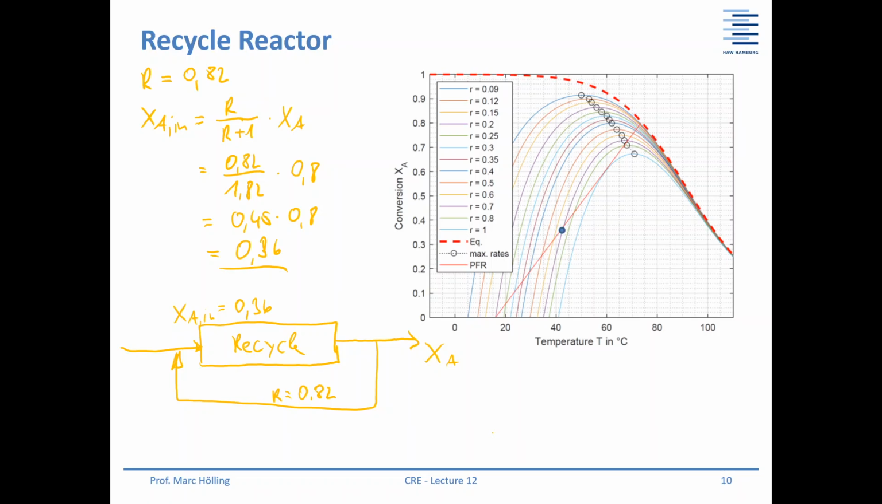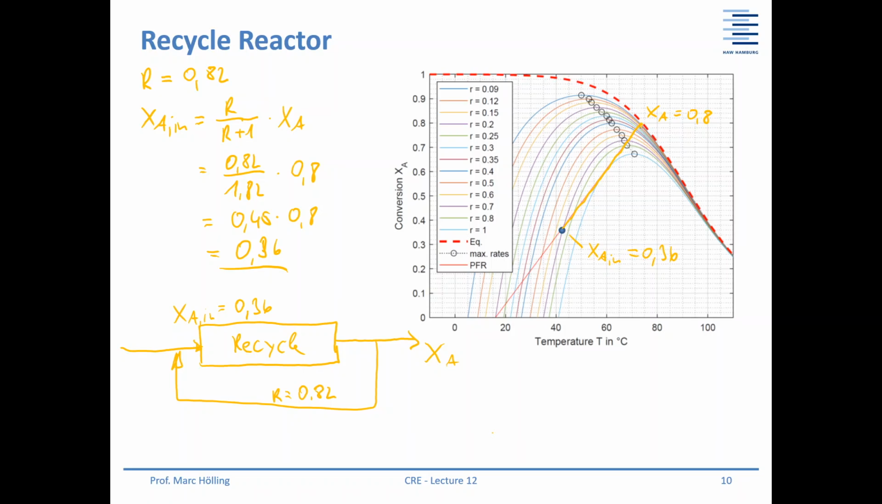This means that we are still on the enthalpy balance. So this is an adiabatic system. If we know the inlet conversion, then we also know the corresponding temperature. So the reactor just operates in this range here. We are starting with the inlet conversion of 0.36, and then here's our outlet conversion, XA is 0.8. So this means we are just operating in a temperature range of something like 42 degrees up to, I don't know, 67 degrees or something like this.